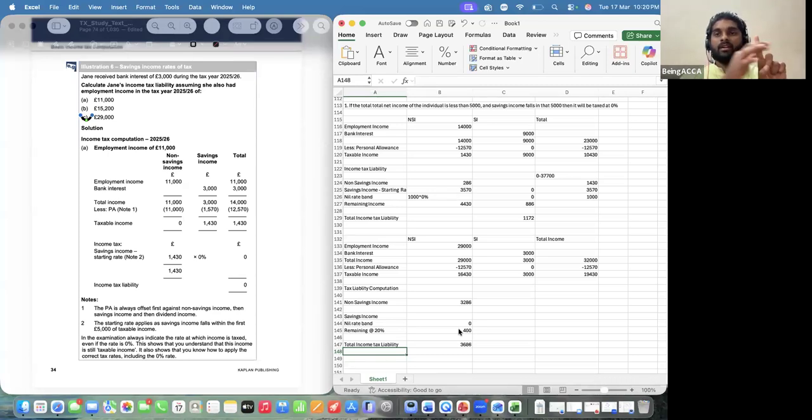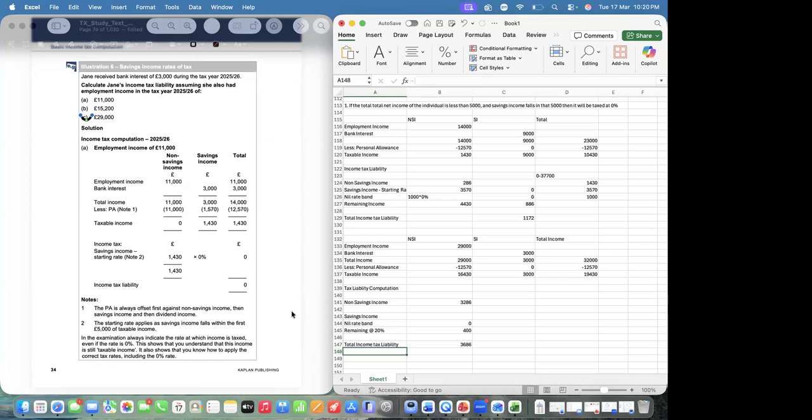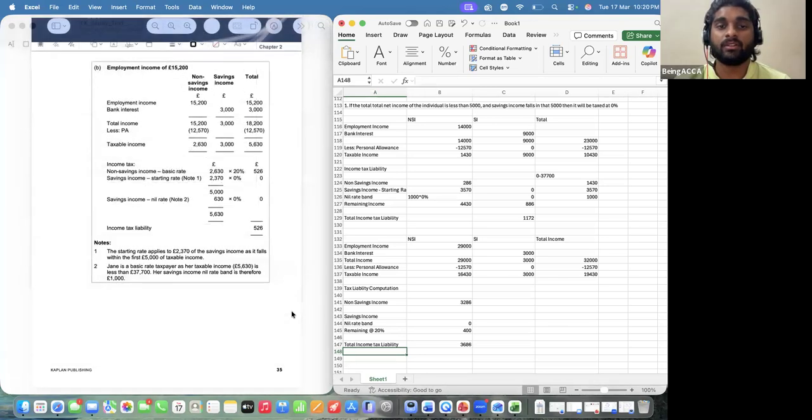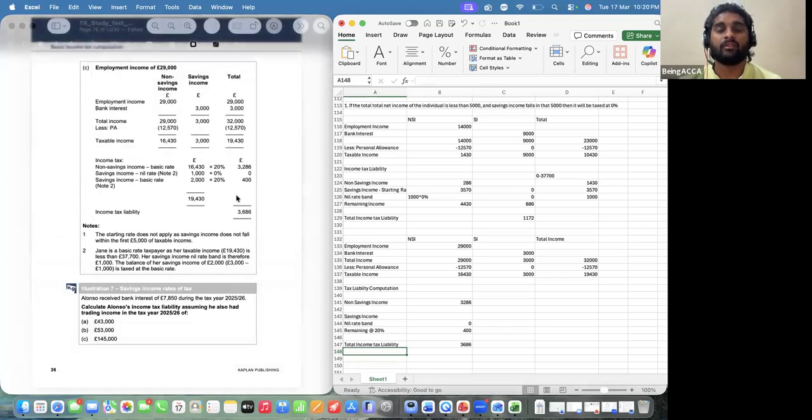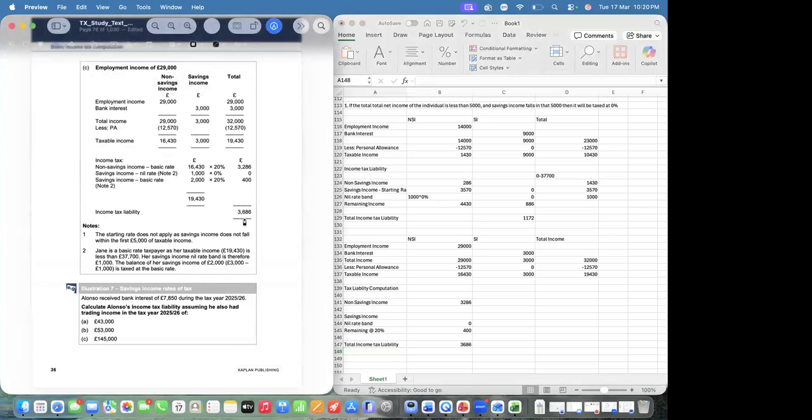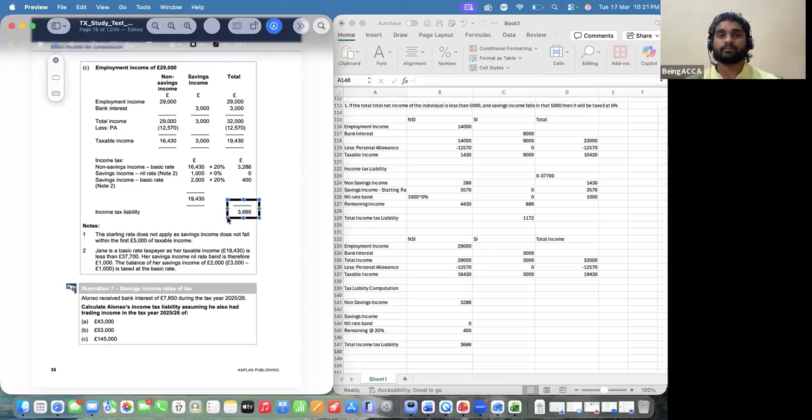Calculate income tax for non-savings income separately, calculate it for savings income separately, calculate it for dividend income separately. After you calculate all of them separately, add them together to get the total income tax liability. Is that clear? Are you having any doubts so far? No, sir. If you can see, this is the exact answer that we have got: 3686. Do you have any doubts so far?